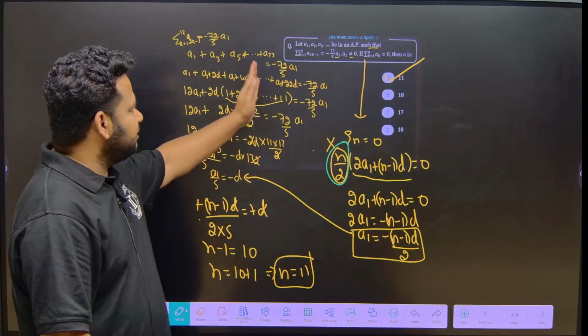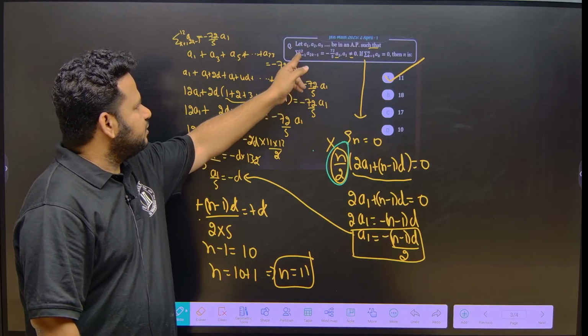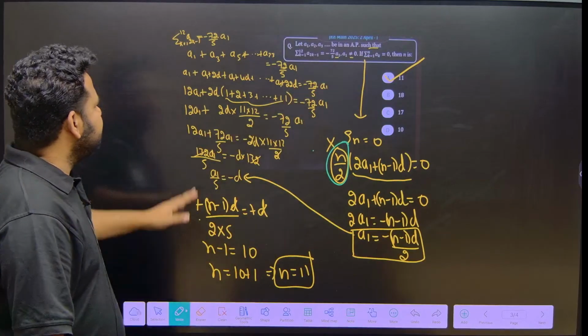So first of all, they were given the summation of a of 2k minus 1, k running from 1 to 12, that is equal to minus 72 by 5 a1. So this I have to write carefully.